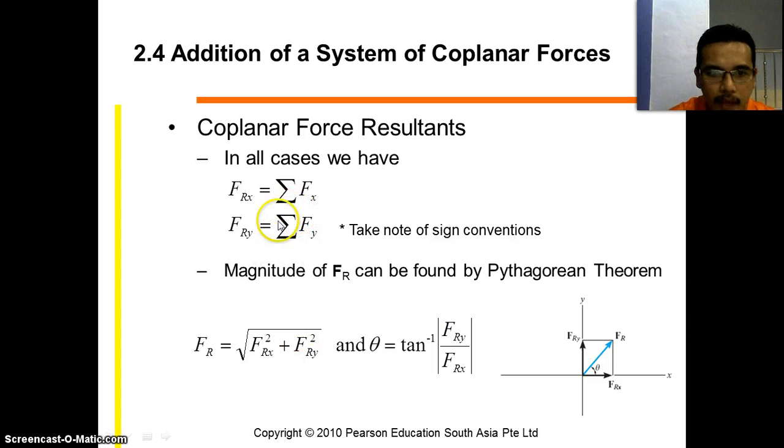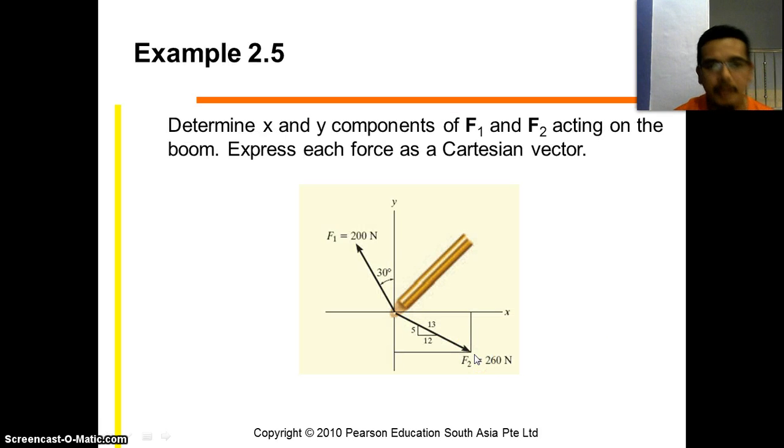Okay, so after we get the resultant, you can find the magnitude of the resultant by using the Pythagorean theorem. FR is the square root of FRx squared plus FRy squared. And then theta is given by the inverse tangent of FRy divided by FRx.